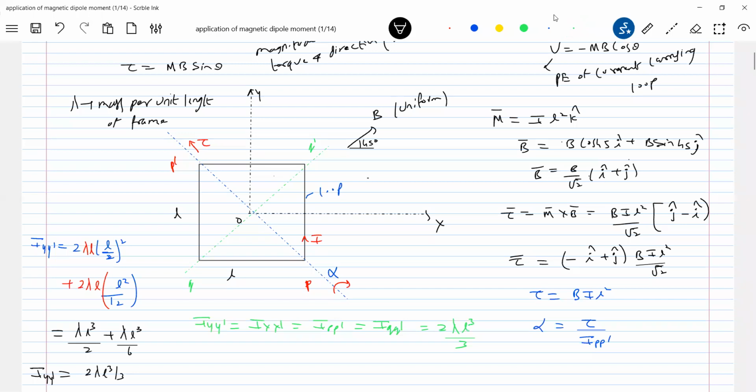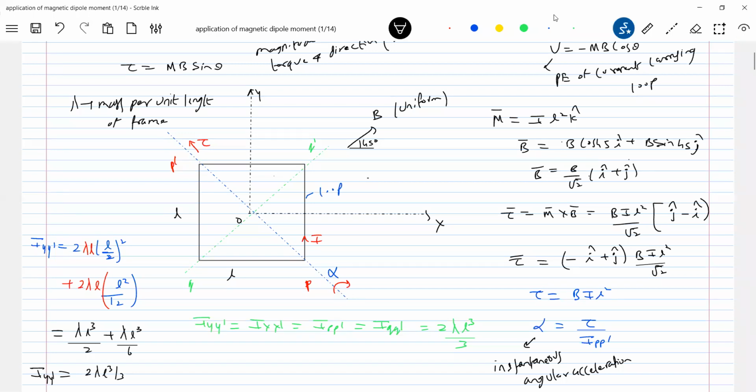What is that alpha we calculated? At that instant, not at all times. Why am I bringing in the word instantaneous? Because the torque is m b sin theta, no? As the loop rotates, m bar, which was earlier along the z axis, changes: the angle between m bar and b bar will decrease. Therefore torque decreases, and alpha also decreases. The moment of inertia will be constant here. So what type of motion will the loop describe? Variable angular accelerated motion. Alpha will be a function of theta, and what I'm discussing is at that instant.